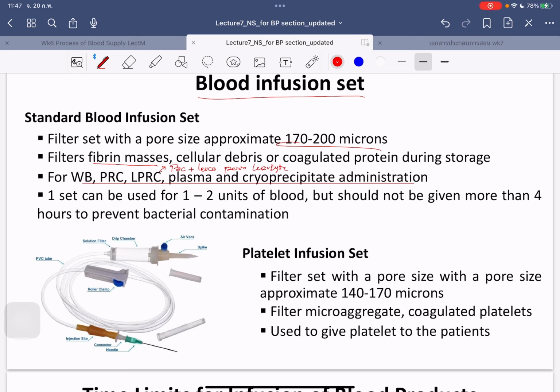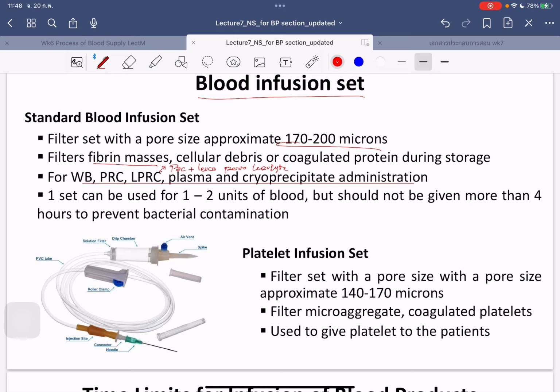One infusion set can be used to transfuse 1 to 2 units of blood, and it must be transfused within 4 hours. If you want to infuse longer than this, you have to change the infusion set. For platelet infusion, the pore size is smaller, 140 to 170 micrometers, because sometimes there are small microaggregates of platelets inside the blood that, if you don't filter them, will block the blood vessels of the patient, and the tissue will have hypoxia.